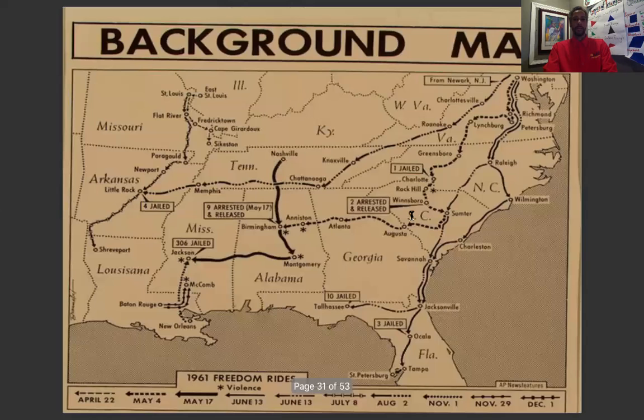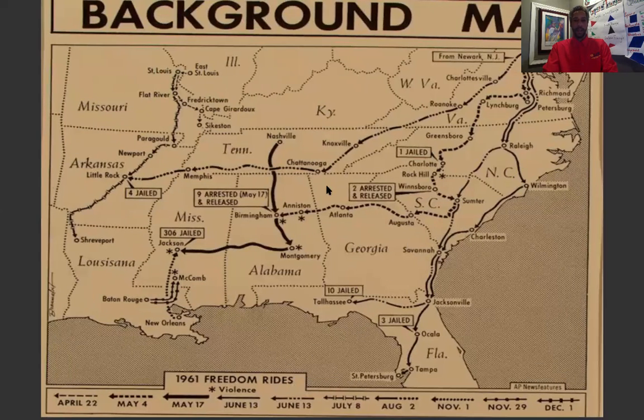Here's a background map of the 1961 Freedom Rides. If you look at it, you can see that there were 335 arrests, with 306 of them being in Mississippi.